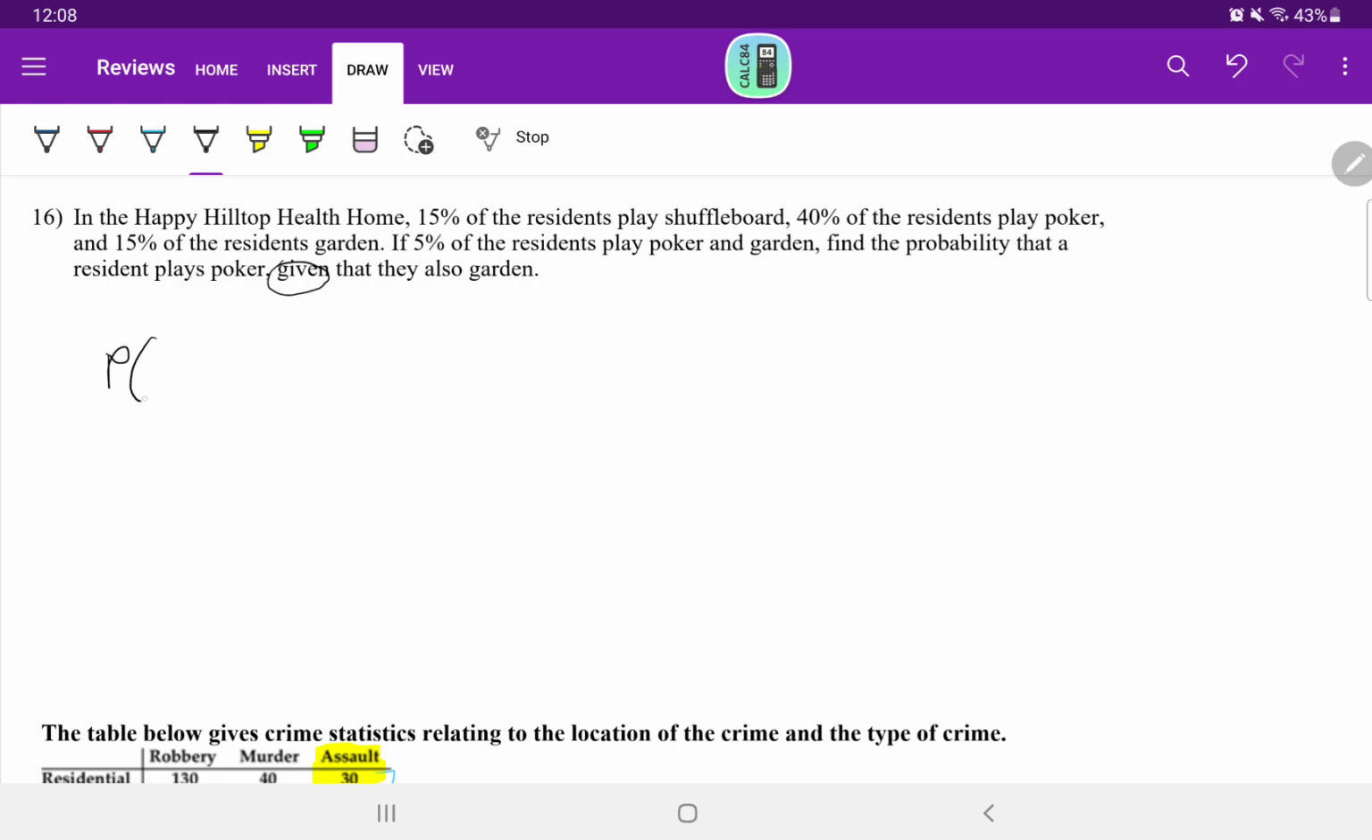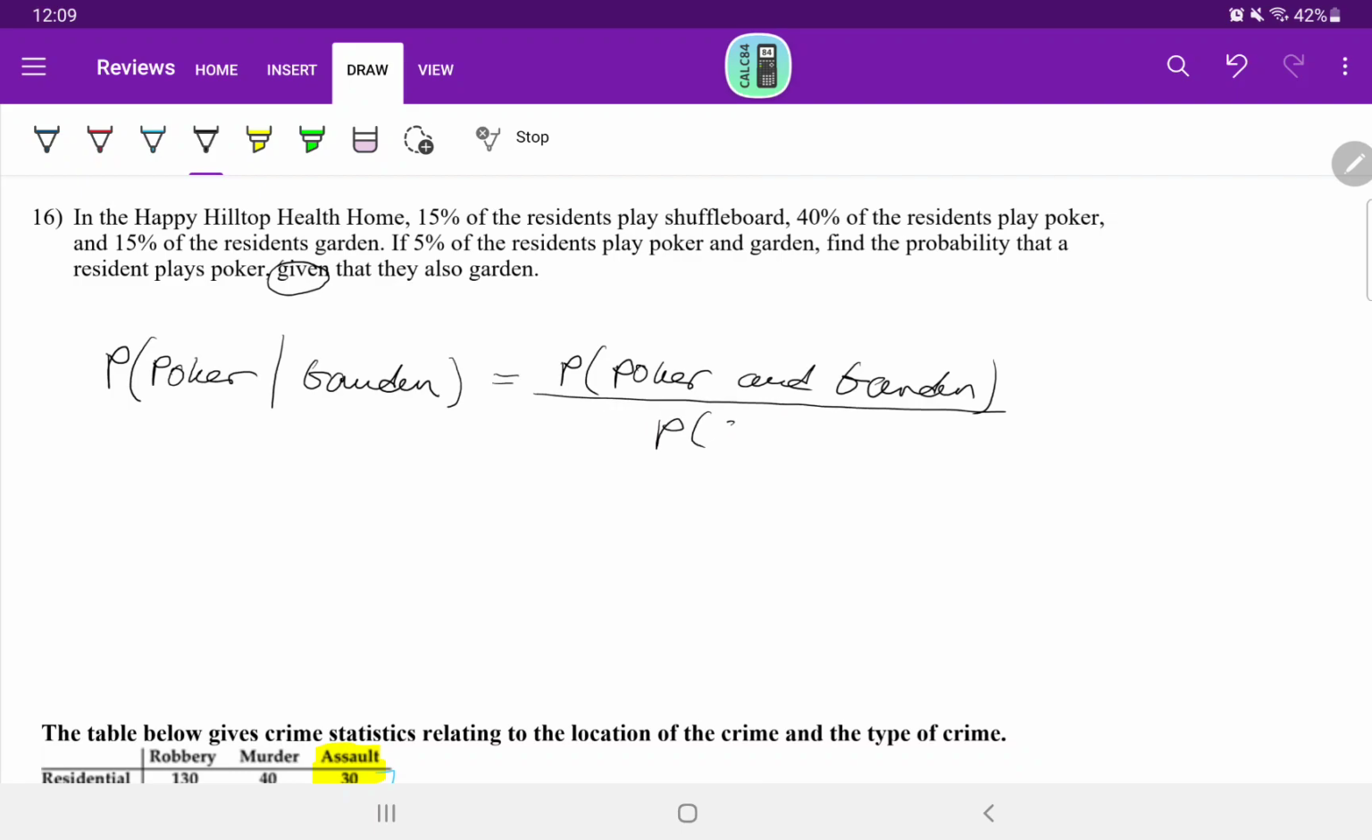The probability of poker given gardening. These are percentages. Percentages are also probabilities. So the probability that they play poker and garden divided by the probability of gardening. Once again, whatever is here goes down there.